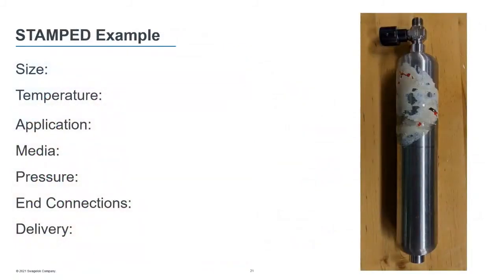So before we say goodbye, I'd like to run through a quick example of how to use the STAMPED method and show you just how easy it can be. So the picture to the right is a cylinder, and that will be our target, and say we want to replace the valve on it. So first we have to determine the size. After measuring, we can conclude that the size is going to be a 1/4 inch. And for this system, the temperature will be about 200 degrees Fahrenheit.